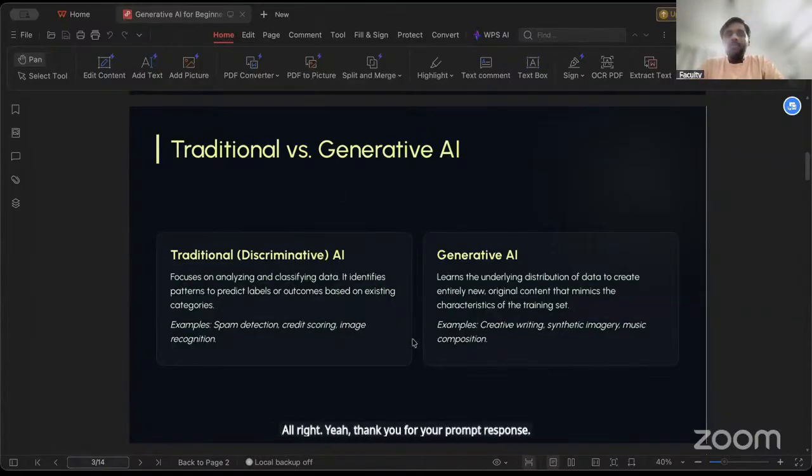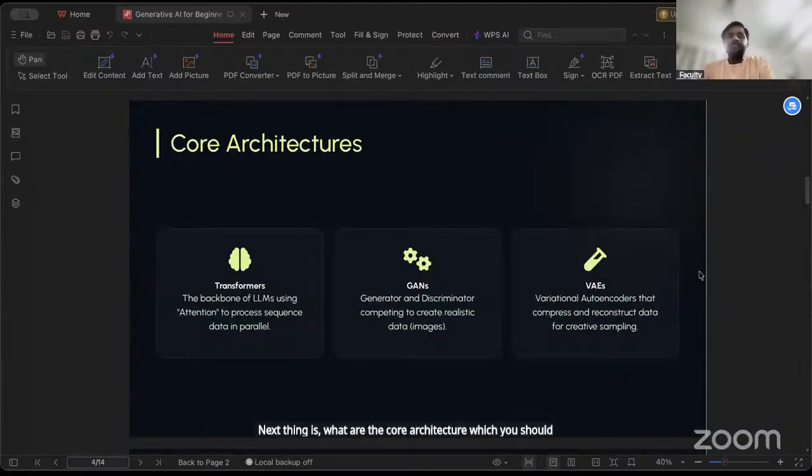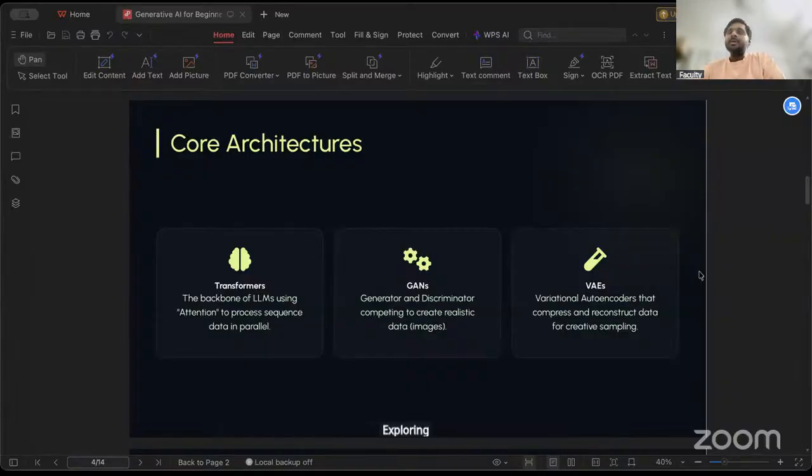Now, moving ahead, talking about the next aspect. The next thing is, what is the core architecture which you should be considering? So don't directly jump into generative AI. A lot of people, when they start learning generative AI, directly start exploring Gen AI algorithms or Gen AI approaches, but that is not the correct way. Ideally, what you should do is first understand the core architecture.